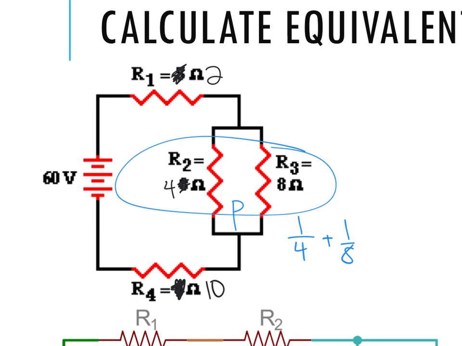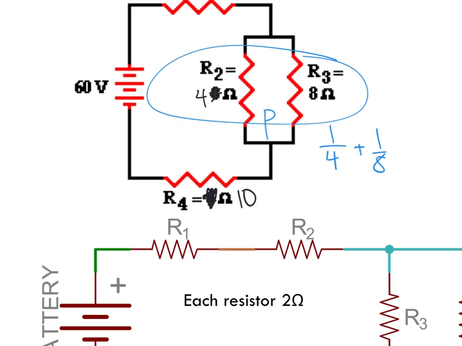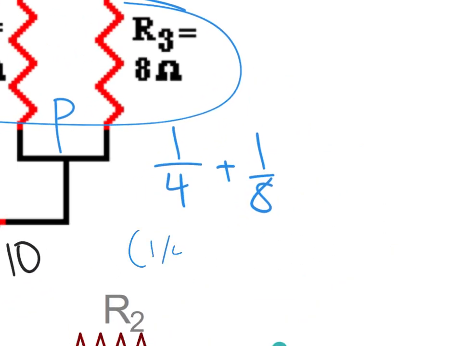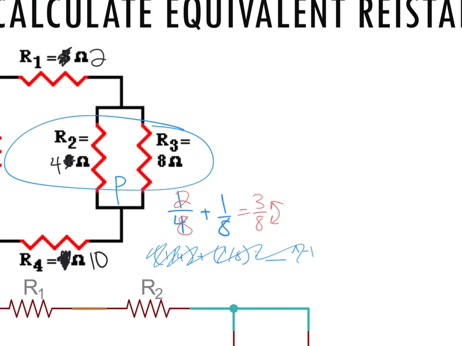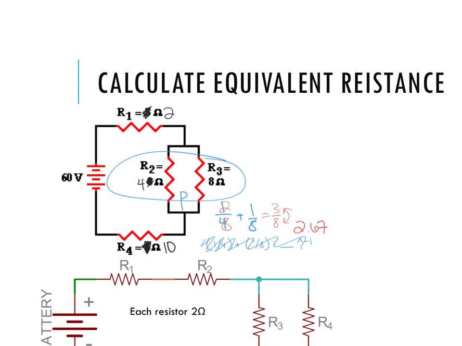Find a common denominator. Or if you really don't want to do that, there's this magical thing in your calculator where you can put parentheses 1 divided by 4, parentheses plus parentheses 1 divided by 8, parentheses equals, and then hit inverse, x to the -1. Do it for you. Or just find the common denominator. Either or, okay? So you don't have to do the calculator version because most of these will have a common denominator. So the common denominator here would be 8. So this is 2/8 plus 1/8 makes 3/8. Now you got to flip it, right? So my equivalent resistance there is going to be what? 2.67. Okay.